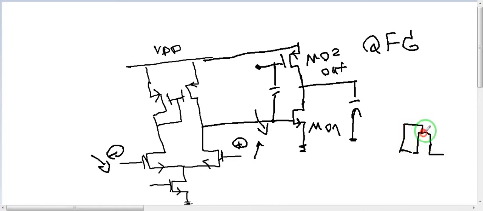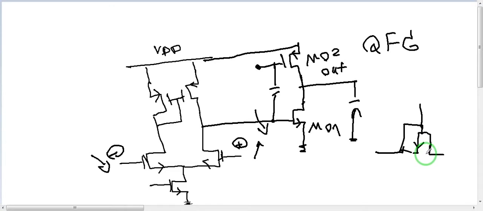For example, if this is an NMOS transistor, so the gate source is zero, so no current flows through this transistor, so this transistor has a very large resistance.